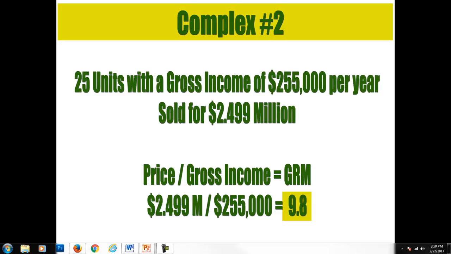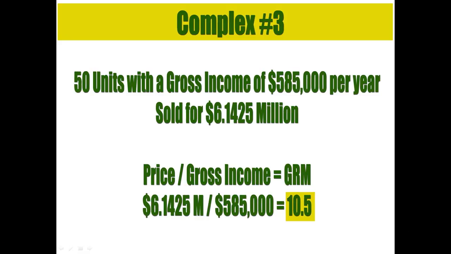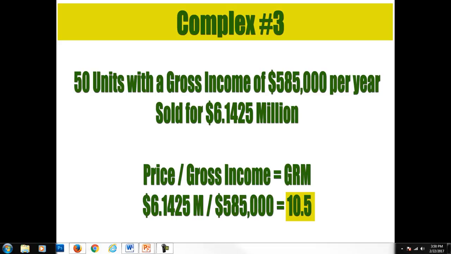There's a second complex we've identified, and that one's 25 units and sold for just a hair under $2.5 million with a gross yearly income of $255,000. So we're going to divide that $2.499 million by $255,000, and on this building we get a gross rent multiplier of 9.8. And so for the third building, we have a bigger building here at 50 units, and it carries a yearly income of nearly $585,000, and it's sold for $6.1425 million. So let's divide that $6.1425 million by $585,000, and that gives us a gross rent multiplier of 10.5.